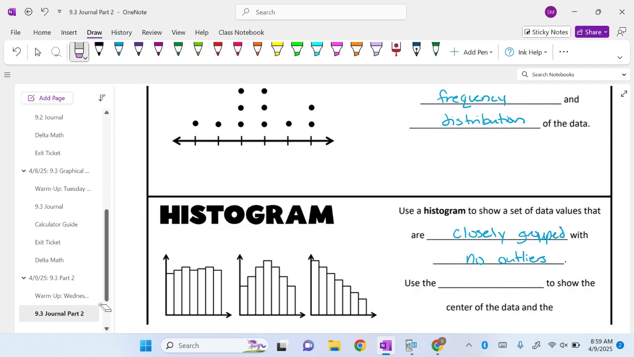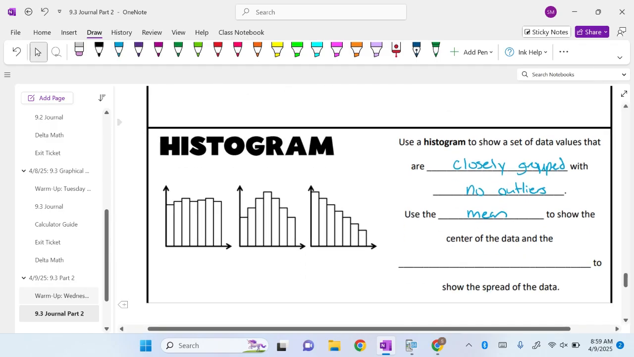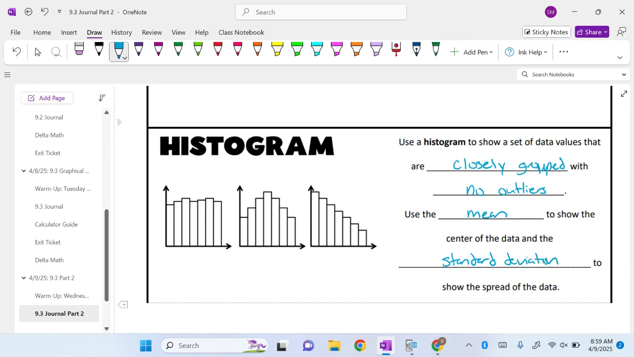And that uses the mean to show the center of the data and the standard deviation to show the spread of the data. So we'll talk about spread later on. But just for reference, this graph right here would be what we call symmetric. And this graph here would be skewed, and technically it's to the right. And again, we'll talk about what that means later. That's a different lesson. I just want you guys to at least write that down for right now.